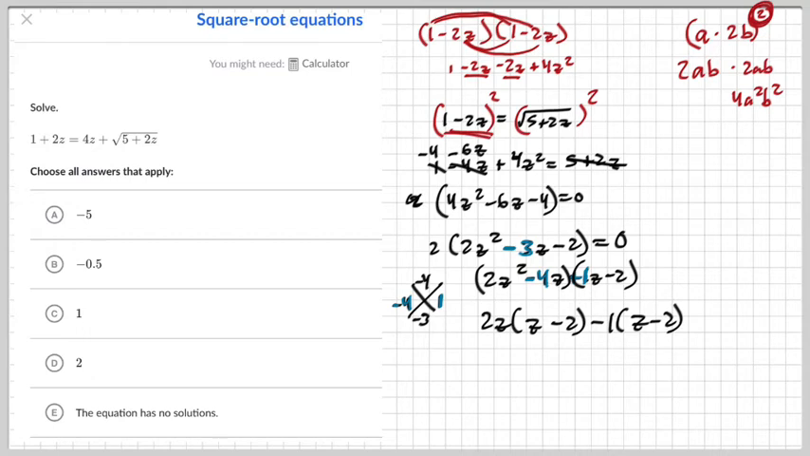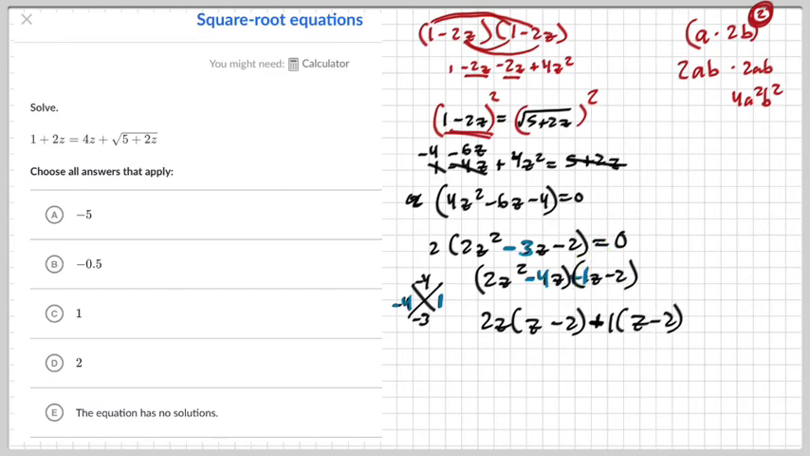Wait, why is it negative? Why is what negative? That's not a negative, that's a positive. Good catch, guys. That should not be a negative 1. Okay, so now that's a positive z, right? Yeah, positive 1z. My parenthesis was hiding it.